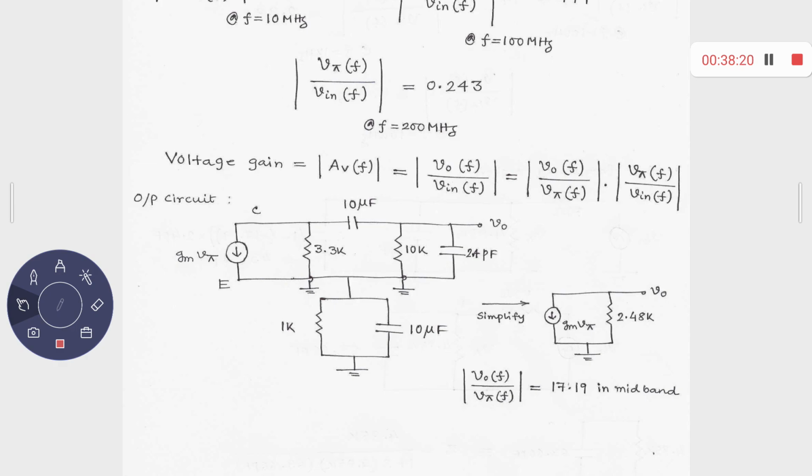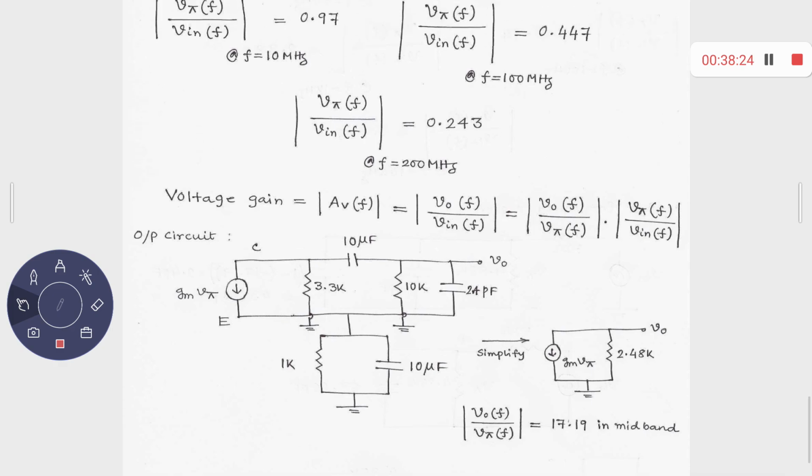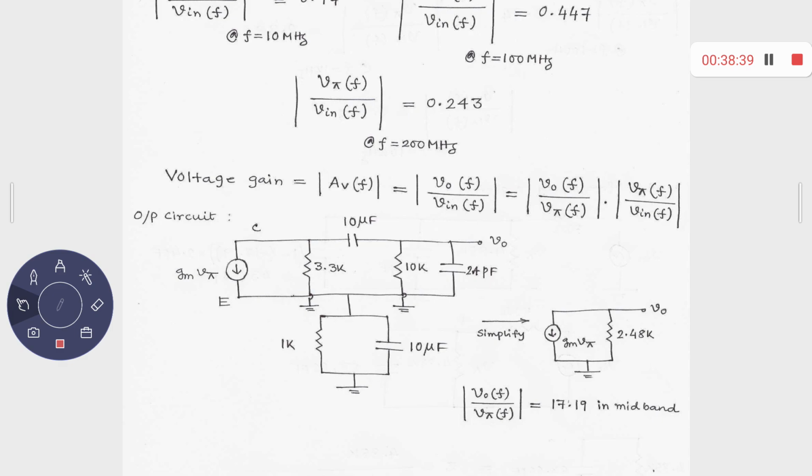Okay. The gain is 17.19 at midband. Remember that 0.9 I told you about, that's 0.989 and so on. This is basically the ratio between V pi and V in, right? V pi by V in. That is the relation. But actually, this gain, we are interested in finding out V naught by V in.